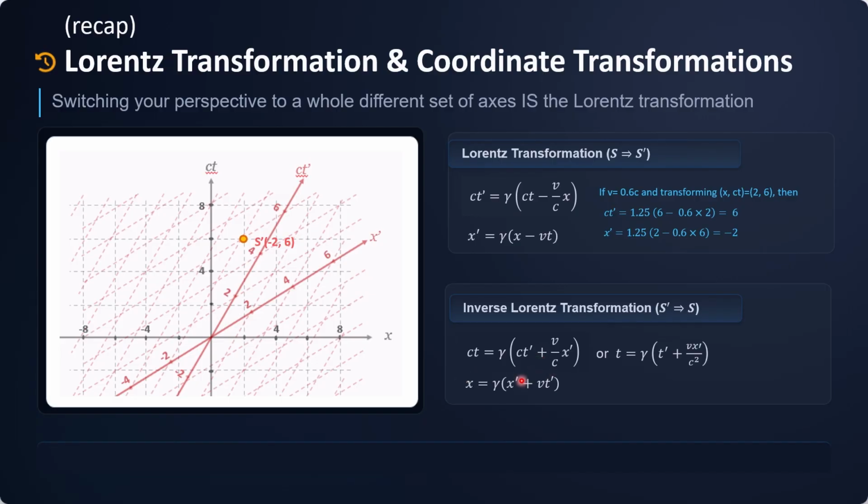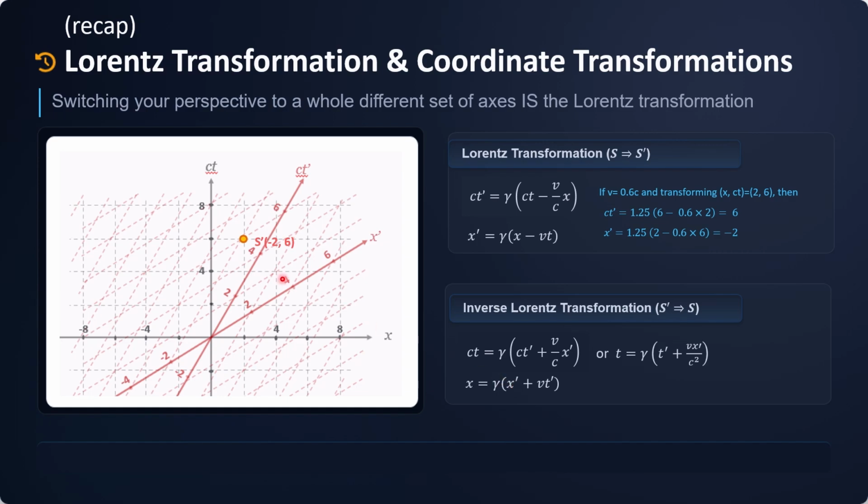This is called the inverse Lorentz transformation. The concept is identical, but for a player inside the rocket, Earth looks like it's moving in the opposite direction, at negative v. So all you do is replace v with negative v in our Lorentz equations. In a single second, you're back in Earth frame coordinates. Let's check if it brings us back home with the same example.